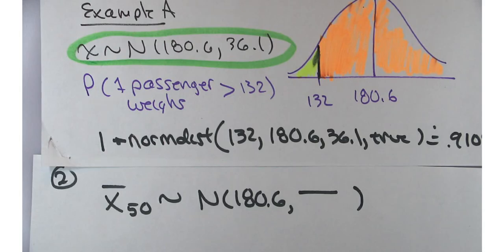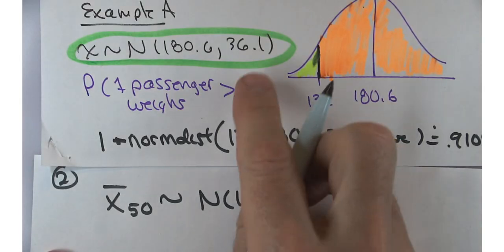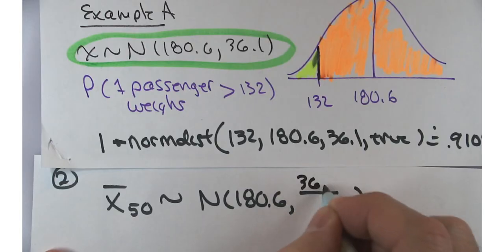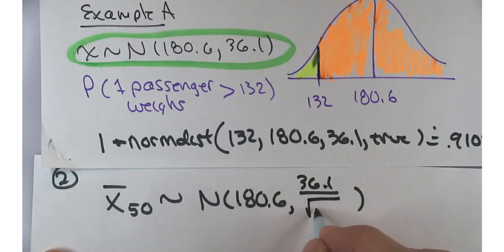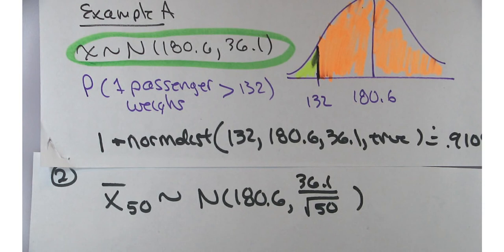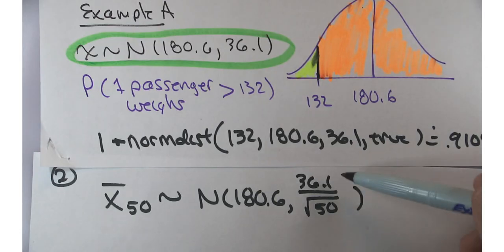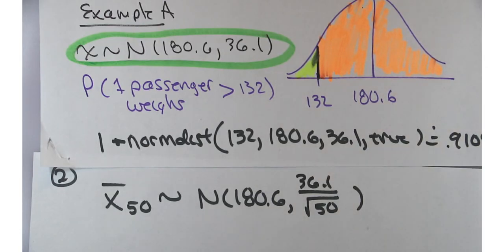But if you remember, when we're doing our sampling estimates in section 6.3, the bigger sample you take, the smaller your standard deviation was. That's what's going to happen here. The standard deviation is no longer going to be 36.1. It's going to be 36.1 divided by the square root of the sample size. In other words, square root of 50. Oh, okay. So this is going to be a lot less than what it was. Square root of 50 is a little bit more than 7.